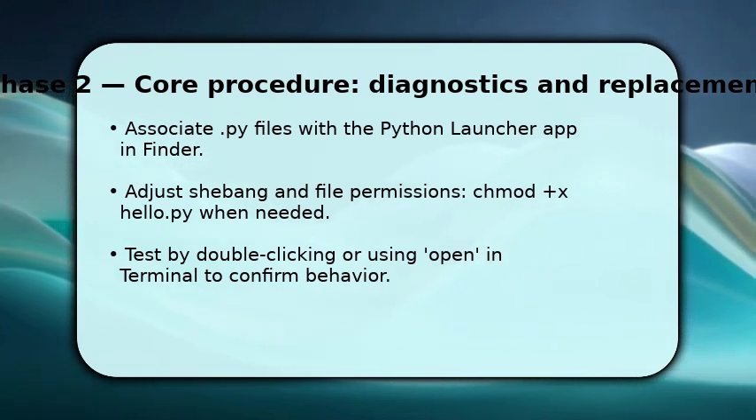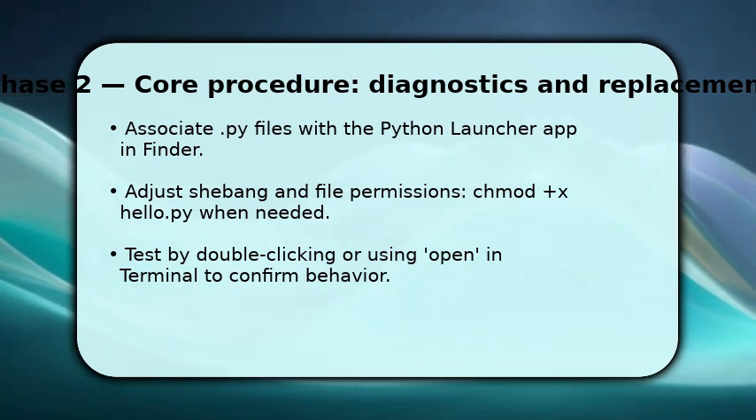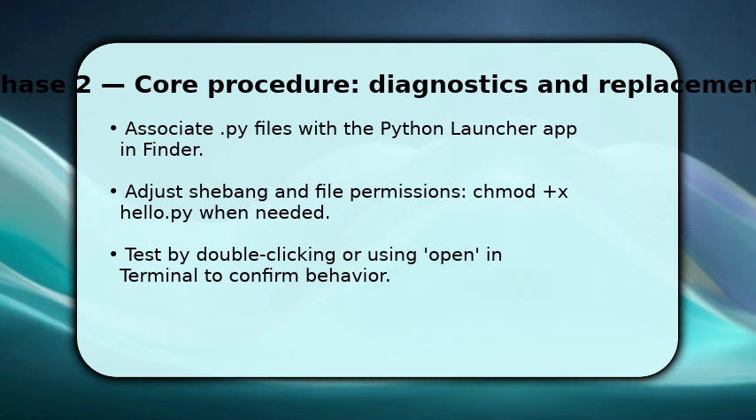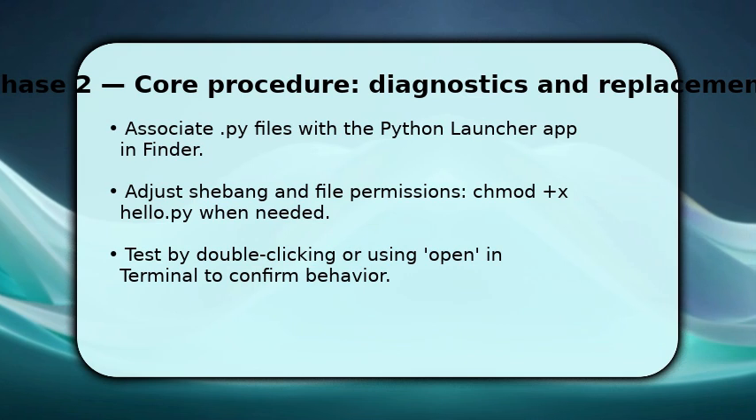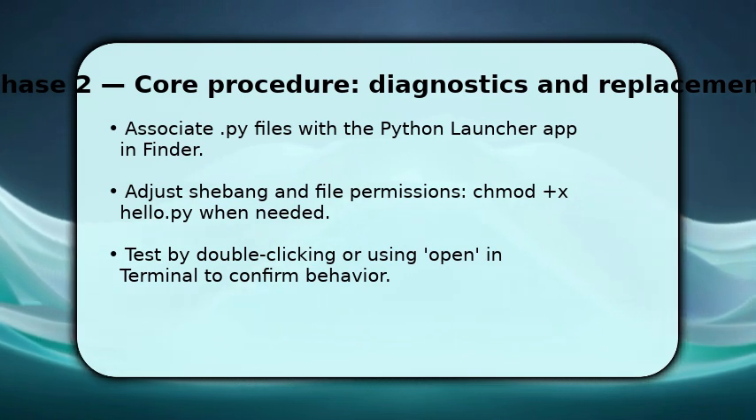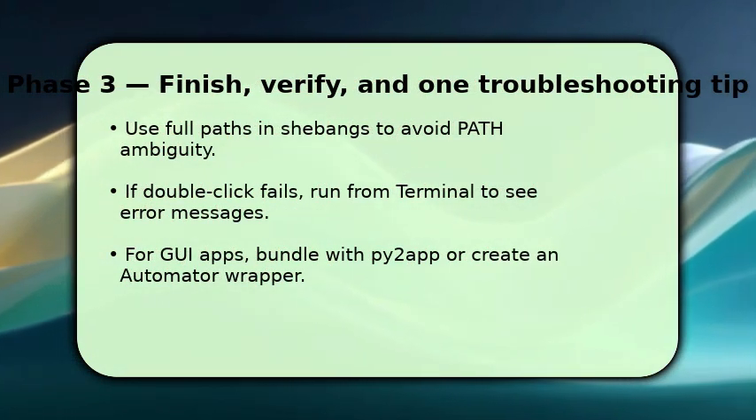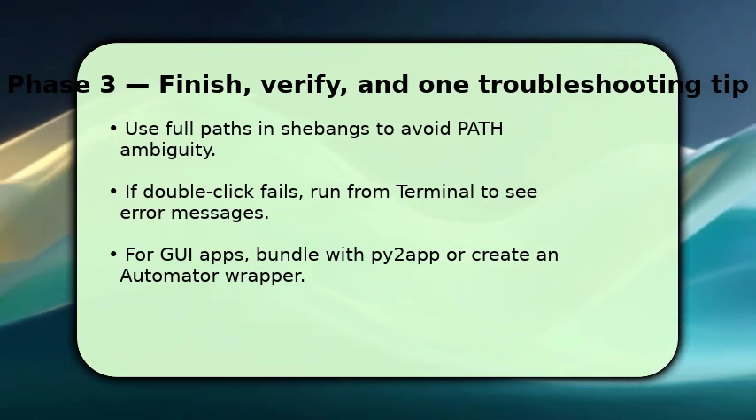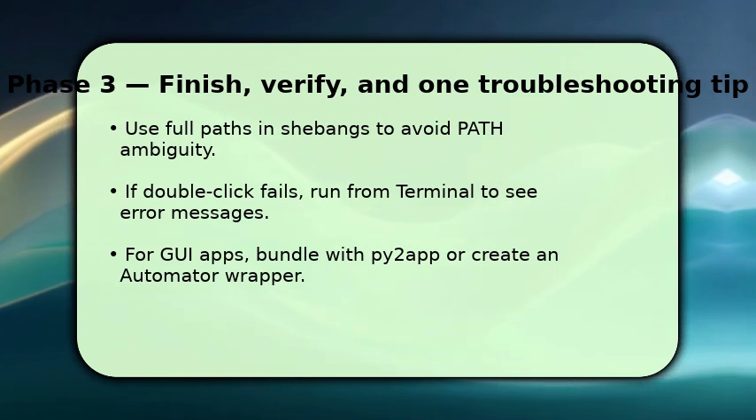Once configured, double-click your test script or run open hello.py from terminal to observe the exact interpreter and console behavior. If output appears in a new window or finally, you lock in reliability by using explicit interpreter paths in shebangs, especially when multiple Pythons exist. Make sure file permissions remain executable and test diverse launch methods: double-click, open, and terminal runs.